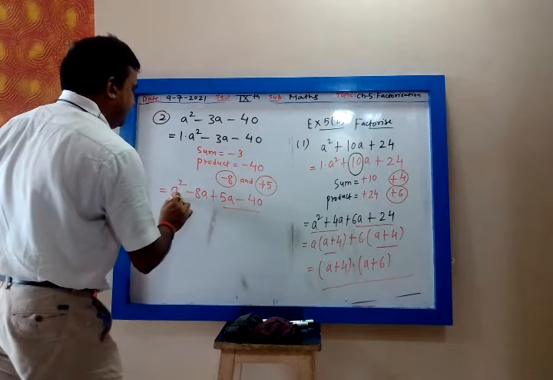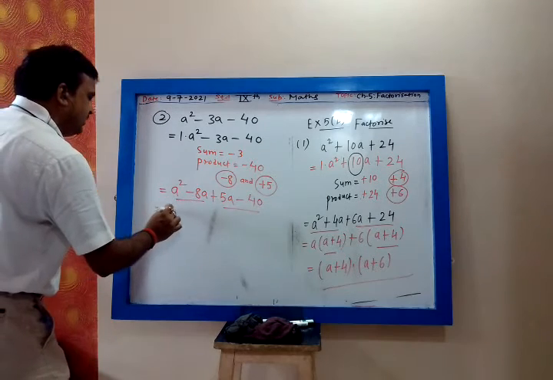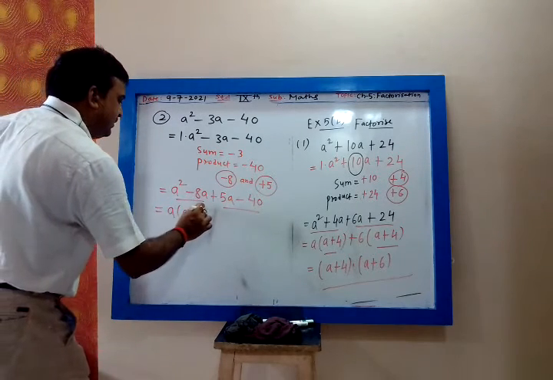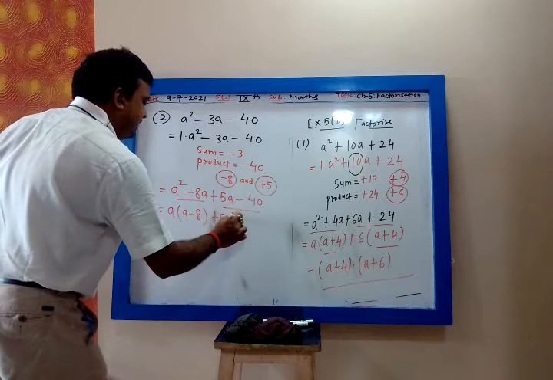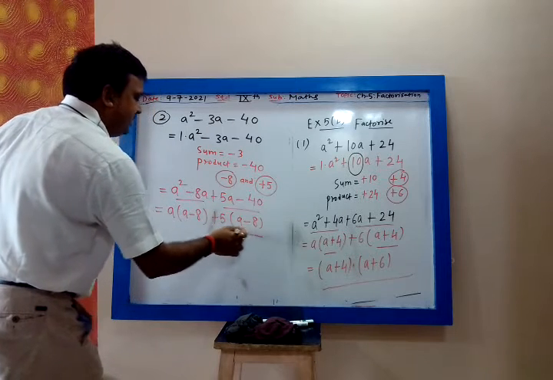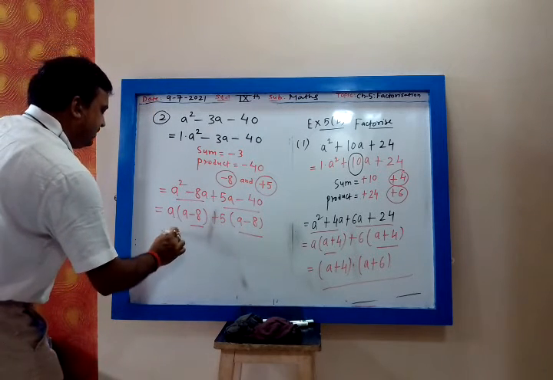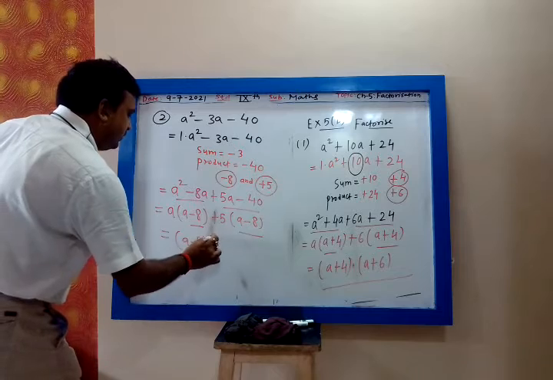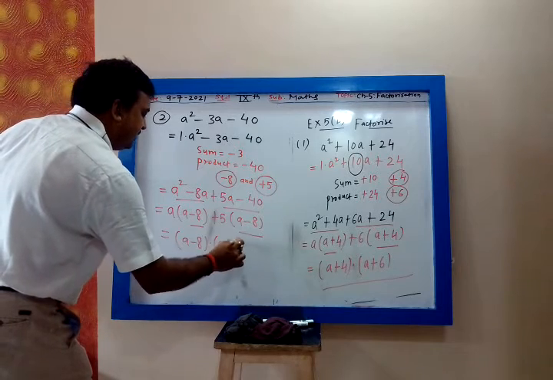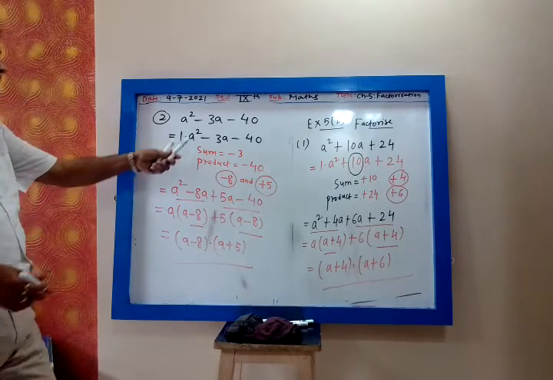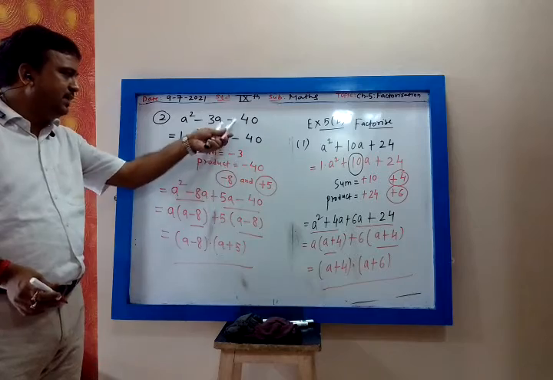These two I will take together. A is common. A into a minus 8 plus 5 into a minus 8. Now a minus 8 is common. So that is a minus 8 into a plus 5. Okay. So in this you have to take the sign also, minus 3 and minus 40.